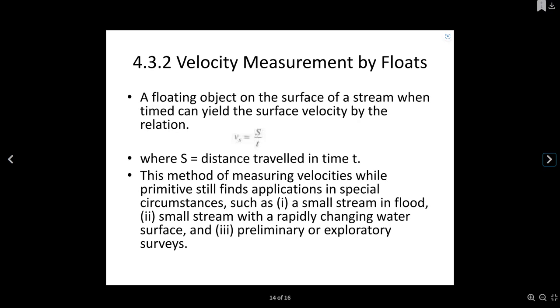So this is considered primitive because hindi nga tayo gumagamit ng sophisticated devices. But it is applicable for small streams that flood, or a small stream with rapidly changing water surface, or mga exploratory survey.